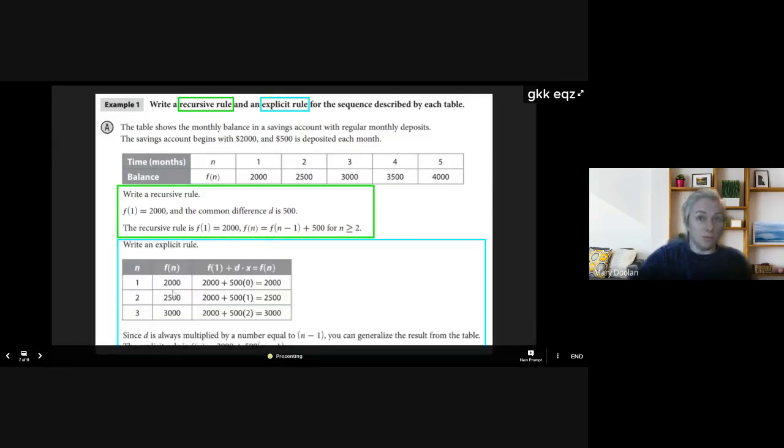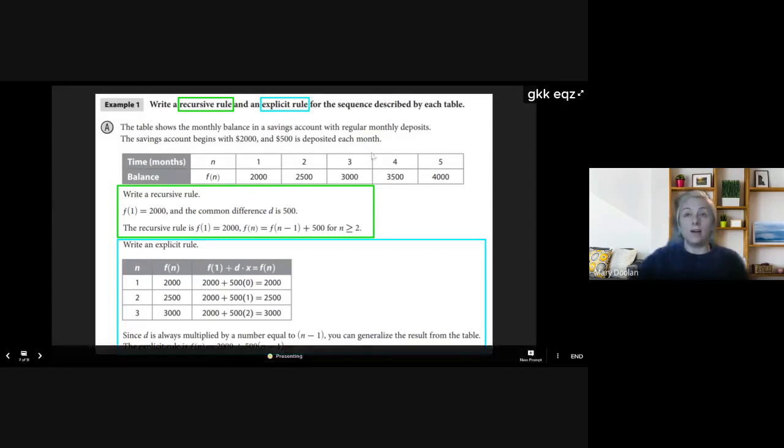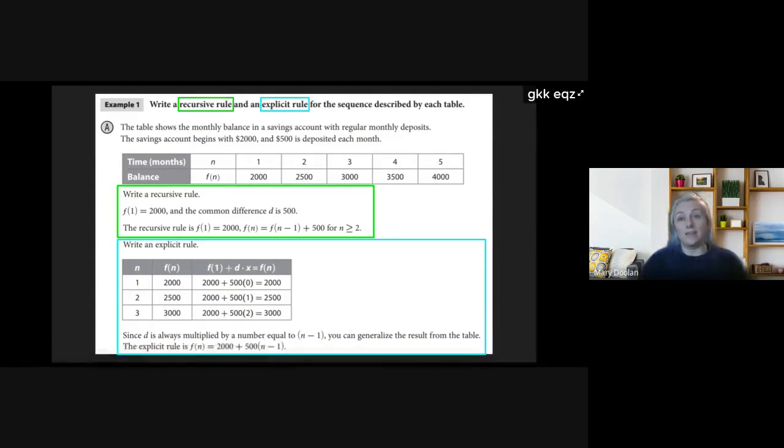For an explicit rule, then we're thinking of it a little bit differently. So d, our difference, lowercase d is difference, is always multiplied by a number equal to n minus 1. You can generalize the result from the table. The explicit rule is f of n. So we don't have to define f of 1 in this case. It's f of n is equal to, I could figure out any value in the table anywhere I want just by doing this rule here, which is you start with 2,000 and you add 500 multiplied by n minus 1.